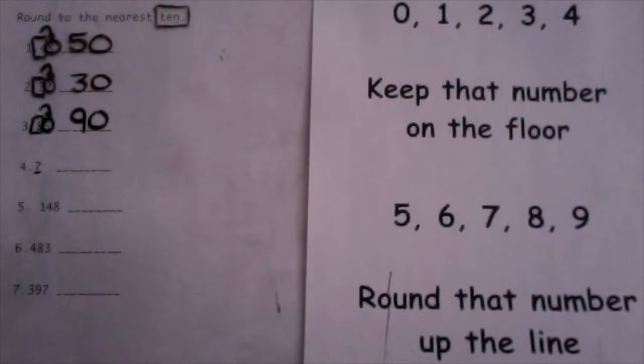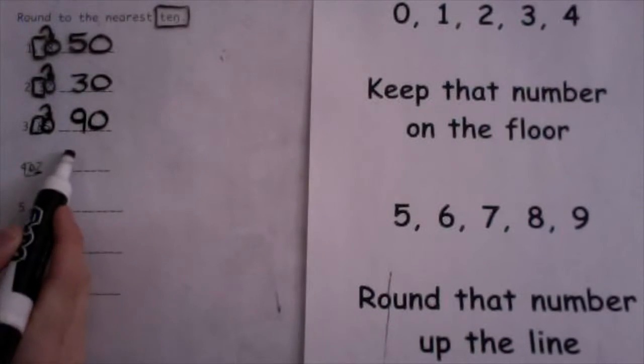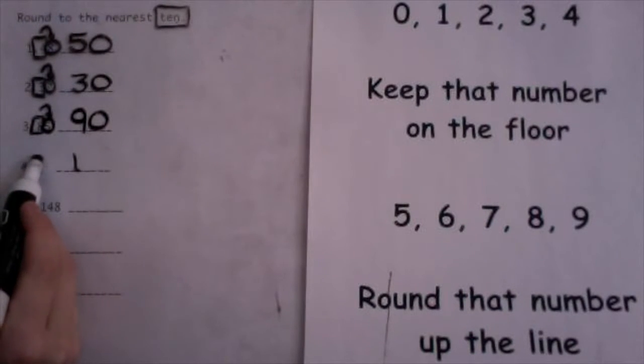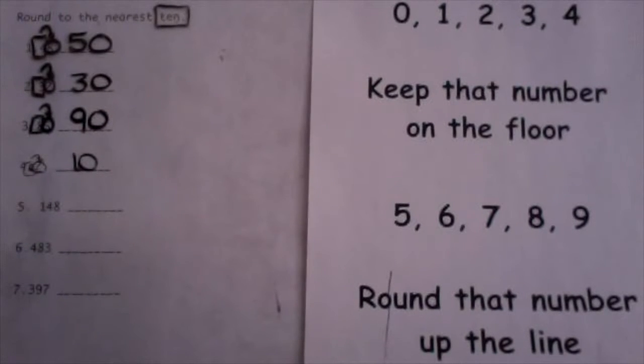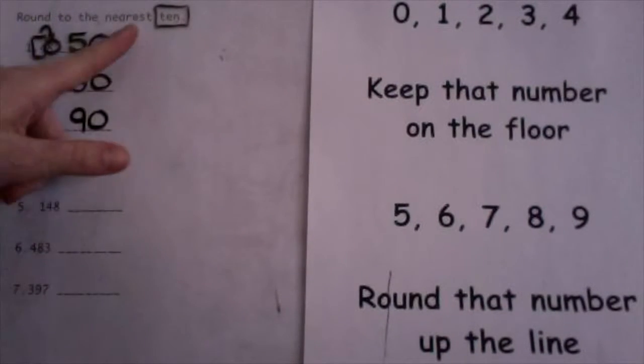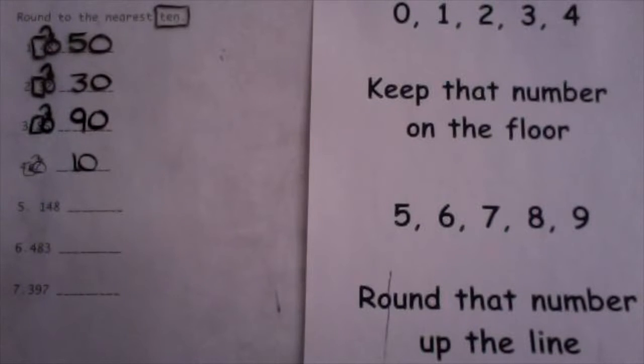So the next benchmark number is the number 10. So 7, you can imagine a 0 in front of the 7. 7 is going to round this 0 to a 1, and everything else is going to change to a 0. So the number 7, rounded to the nearest 10, is going to be the number 10.